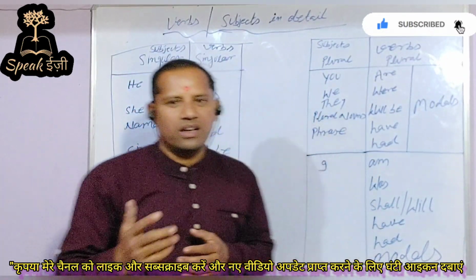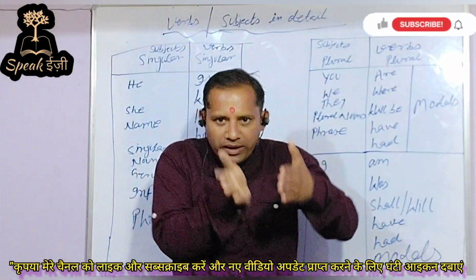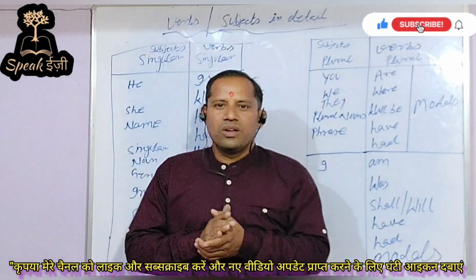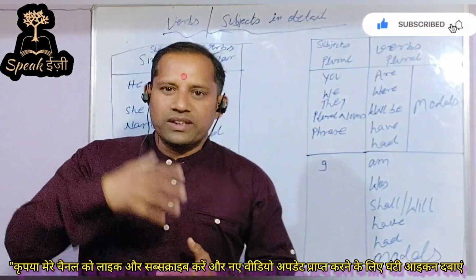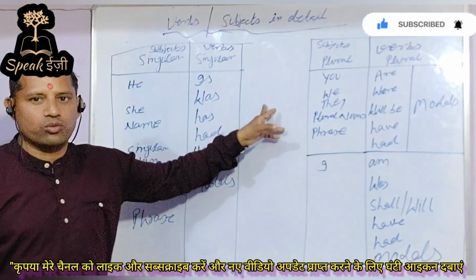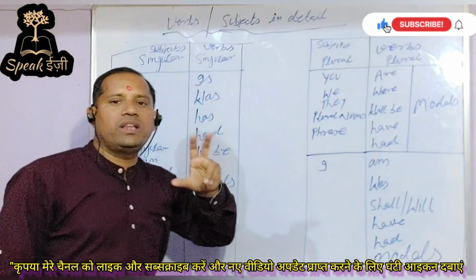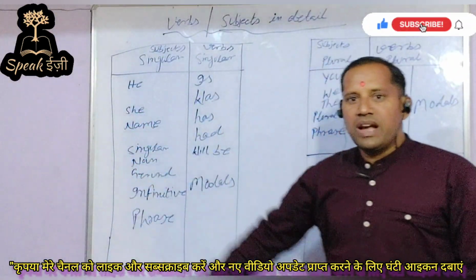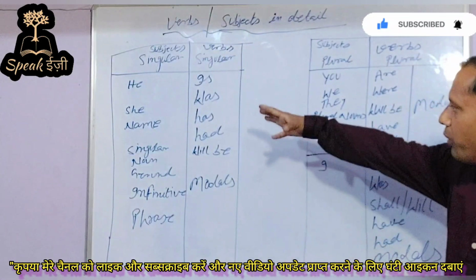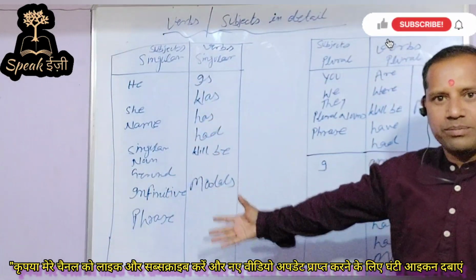So let us start. We can divide the subjects into two categories. One is called singular subjects and another is called plural subjects. So let me define the singular and plural subjects. Here two tables are made on this whiteboard. In table number 1, I have explored all the singular subjects, and in this table I have explored all the plural subjects.